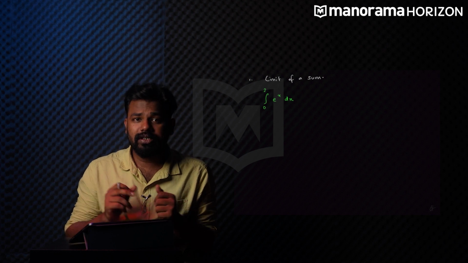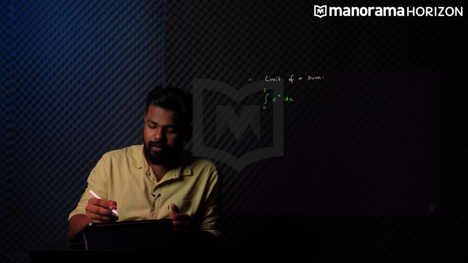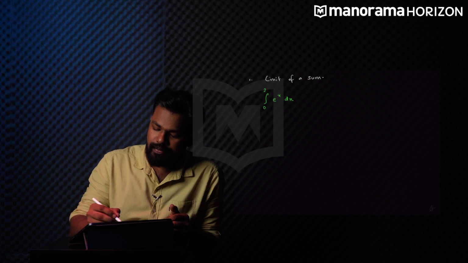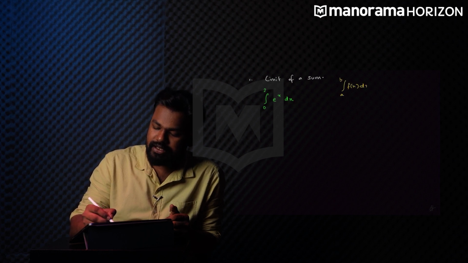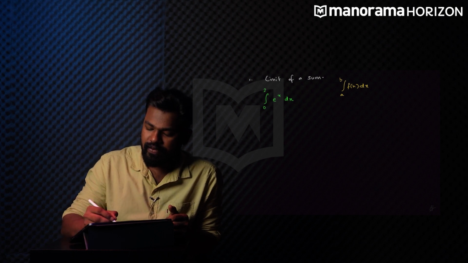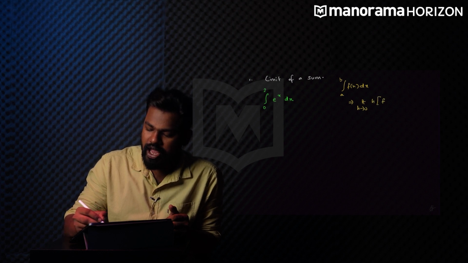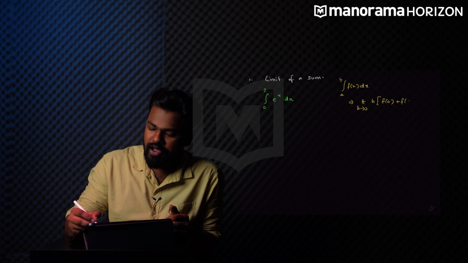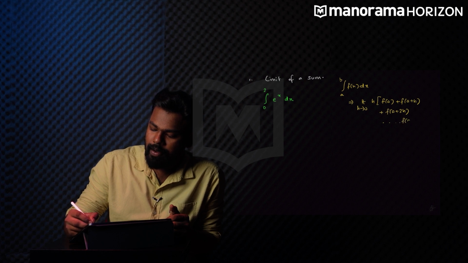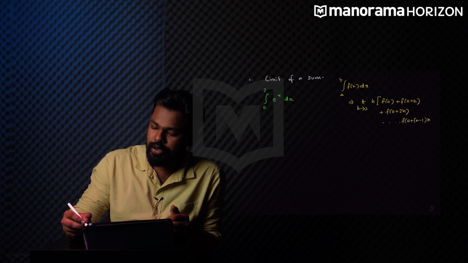Limit of a sum. Now what is the limit of a sum method? According to limit of a sum, if you have an integral of the form integral a to b f of x dx, you can find it using limit h tends to 0 of h into [f of a plus f of a plus h plus f of a plus 2h up to f of a plus (n minus 1) into h].